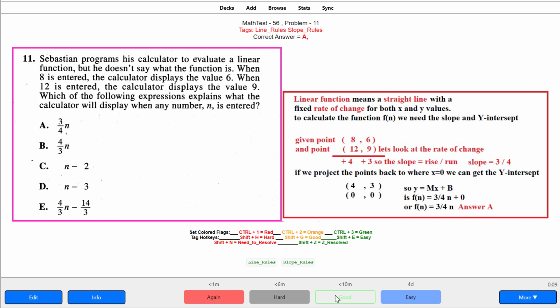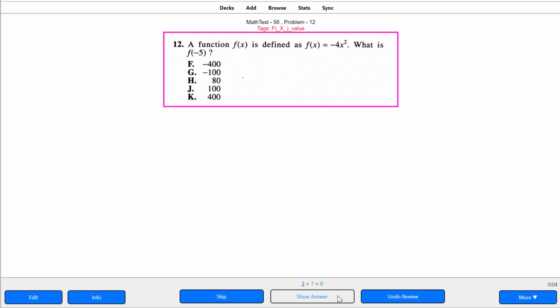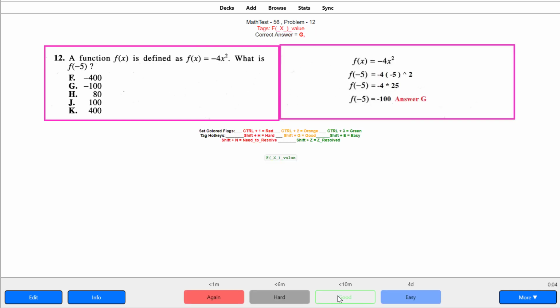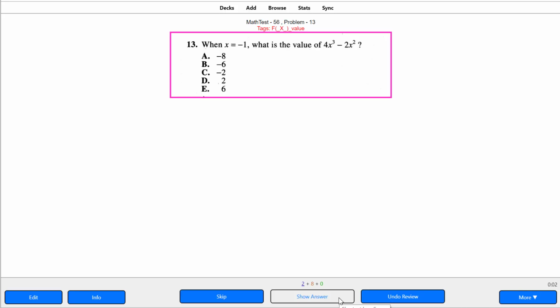line function is. Okay, in problem number 12, we're given a function f of x equals negative 4x squared. For a value of x equal to negative 5, we just plug in a negative 5 for the x location. And we can do this either in the calculator or we can do it in our head. And we come out negative 100, answer G.